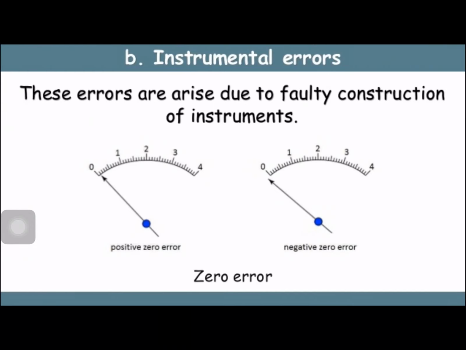Next one, instrumental error. Before you take a reading, if some error is there in the device, that is called instrumental error. Already familiar in vernier caliper and screw gauge, before you take a reading, you should check the negative zero error and positive zero error. So these are called instrumental error.